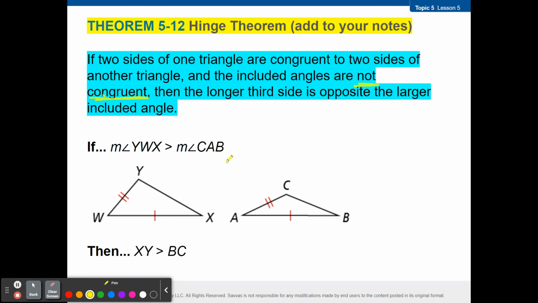So in this case, I would draw the pictures as well because it contains these markings that you're going to need. If the measure of angle YWZ, so X, Y to W to X, is greater than the measure of C to A to B, so again, we're looking at this guy and this guy. I'm not saying that they're congruent. I'm just highlighting them. Then XY is going to be greater than BC. And we kind of already discussed that, right?